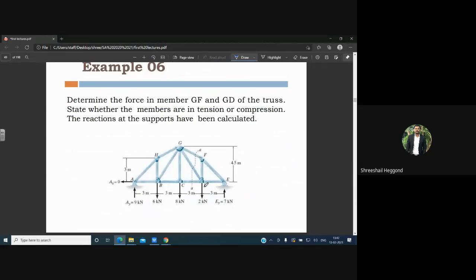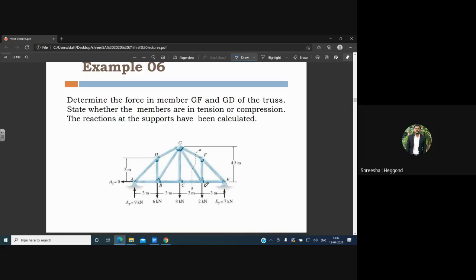Determine the force in member GF and GD. Both are inclined members, which are connecting to the center chord at G point. For the truss, state whether the members are tension members or compression members. The reactions at the supports are already calculated and shown in the figure. The height is given as 4.5 meter, the in-between height is 3 meter, and the distance from one point to another is 3 meters for each support.